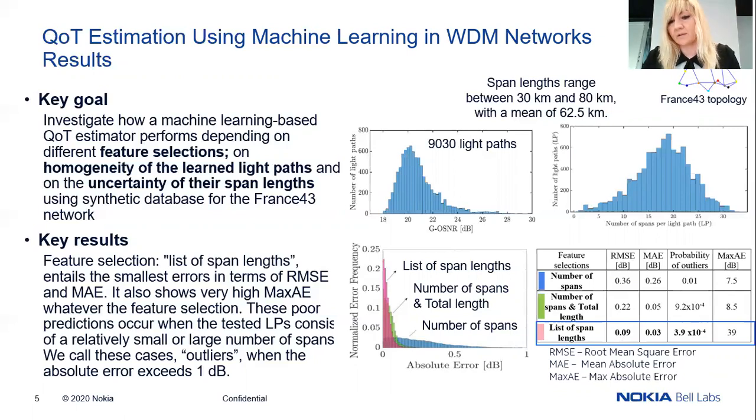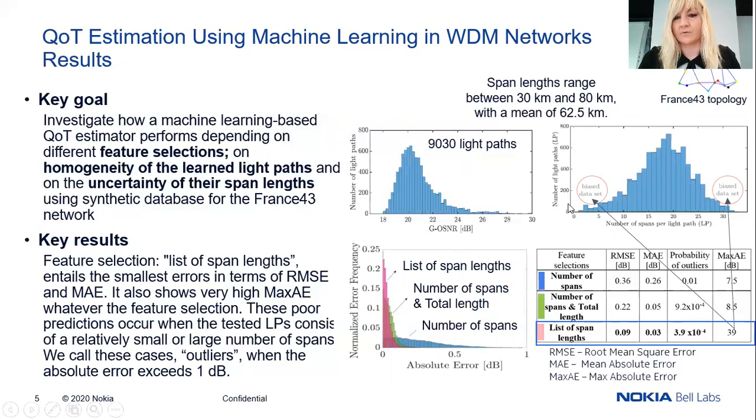But then when you take a look at the maximum absolute error, it goes up to 39 dBs. This is a very big absolute error. We were wondering, where does it come from? So this error comes from the estimation when we were testing using a data set that comes from the far left or far right corner.